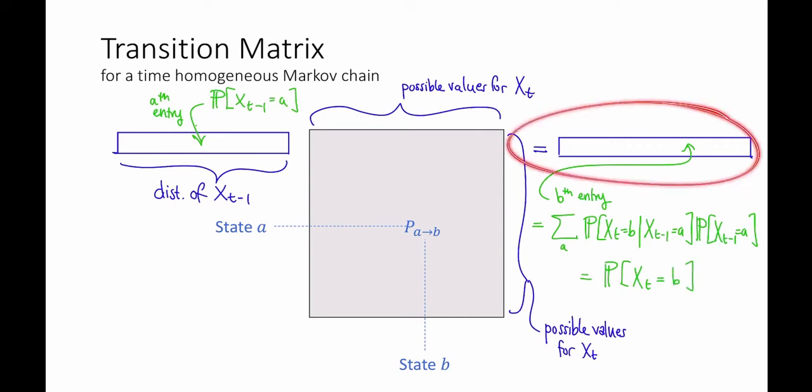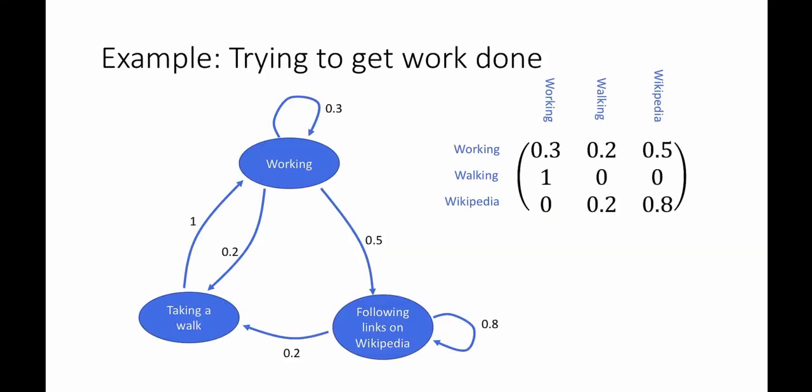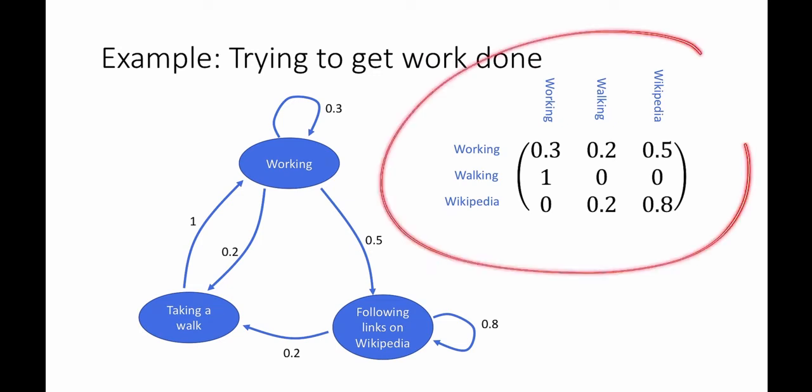Therefore, this vector that we get here is just the distribution of x sub t. That is, multiplying by this transition matrix is just going to take the distribution of x sub t minus 1 to the distribution of x sub t. And this can be really convenient. Returning to our example, the transition matrix looks like this.